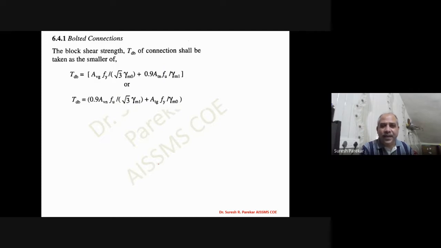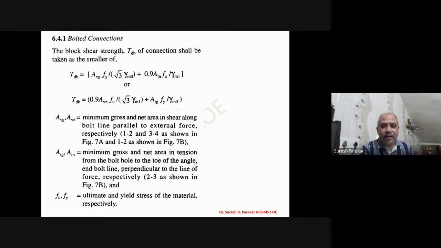Then for TDB we have two criteria. Avg will be the area. Avg and Avn, you can see, are along the bolt line parallel to the external force. So this is along the pitch, and Atg and Atn are perpendicular, meaning they are along the gauge. And Fu and Fy we already know.